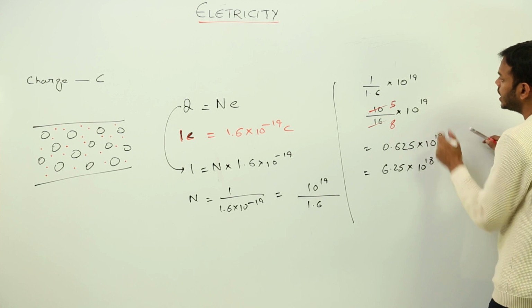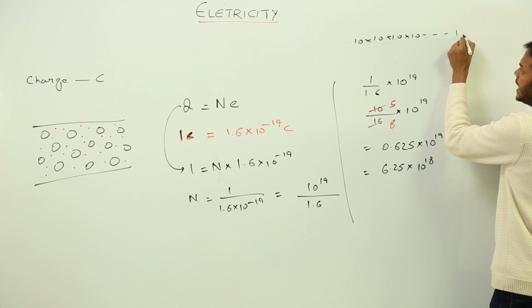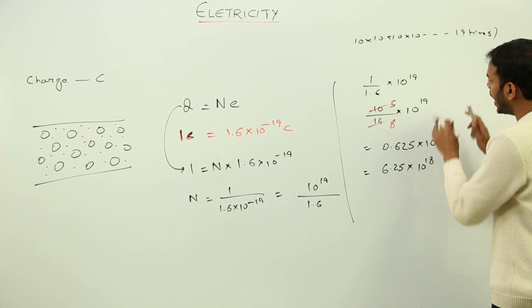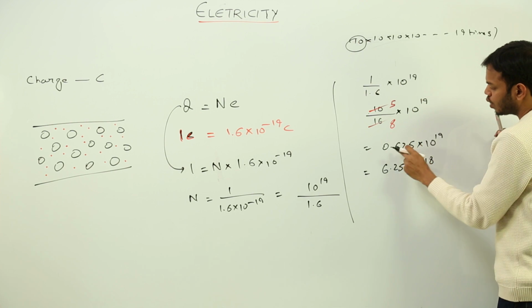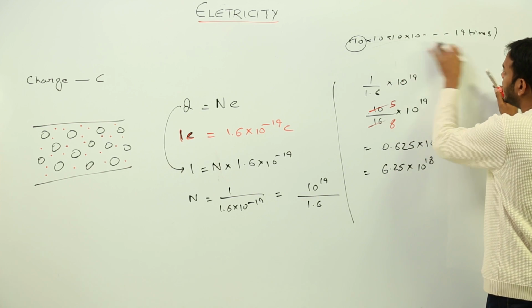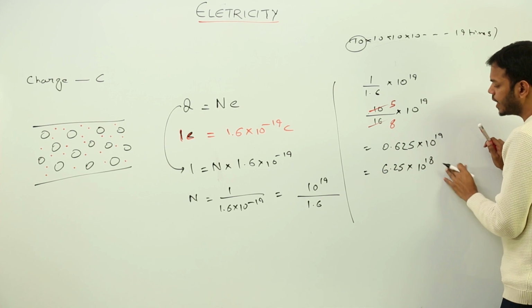10 raised to power 19 means 10 into 10 into 10, 19 times. This is what 10 raised to power 19 means. So I have utilized one 10, so this 0.625 comes out to be 6.25. I am left with 18 times 10. That is why I have written it as 6.25 into 10 raised to power 18.